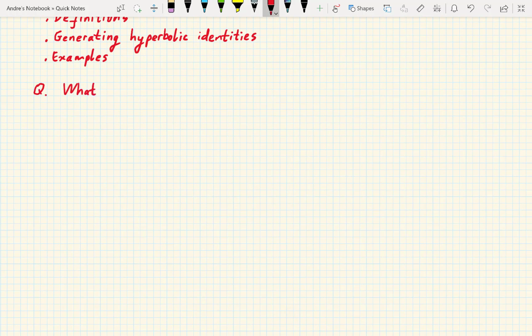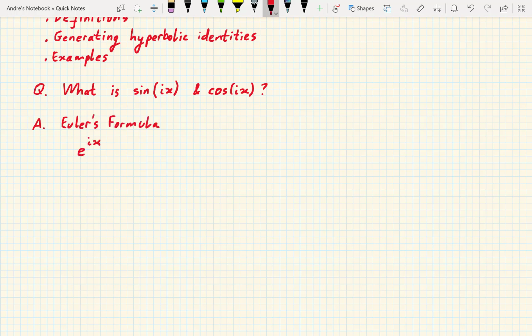What is the sine and cosine of ix, where x is real and i is the square root of -1? To answer this, we use Euler's formula. e to the ix equals cos x plus i sine x. Replacing x by minus x gives e to the minus ix equals cos x minus i sine x.